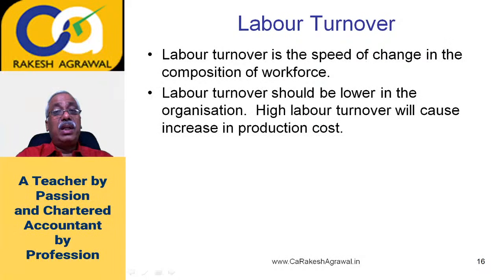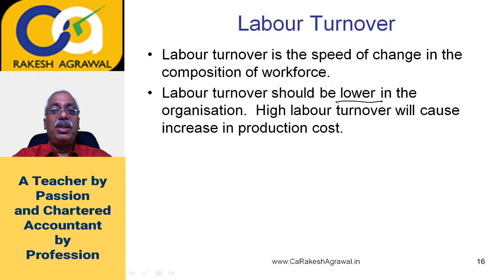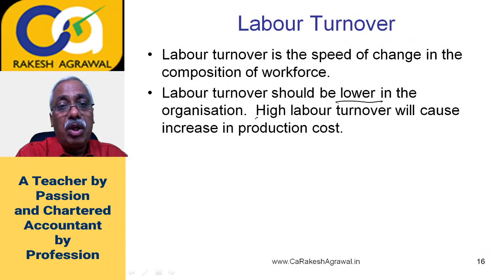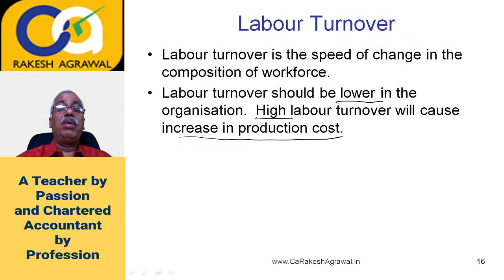Labor turnover should generally be lower in the organization. If we calculate that ratio or percentage, it should be as low as possible. Naturally, do you want the composition of workforce to change very fast in your organization? Naturally, no one would wish to. Because if the speed of change in the composition of workforce is high, it will cause an increase in production cost. High labor turnover will lead to higher production cost. Lower labor turnover will lead to lower production cost. Now you will say, how?